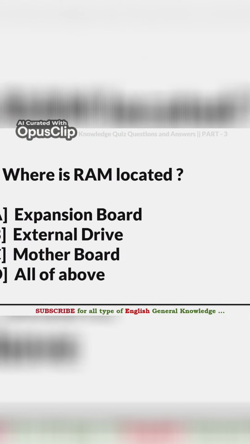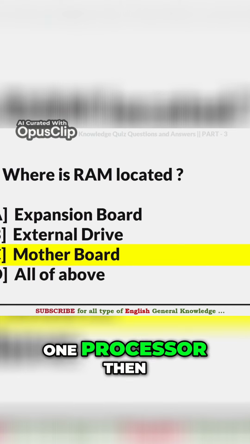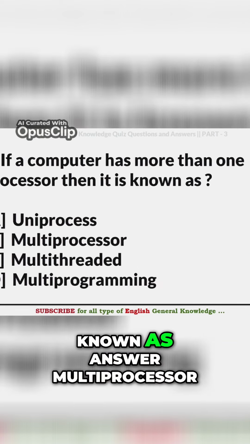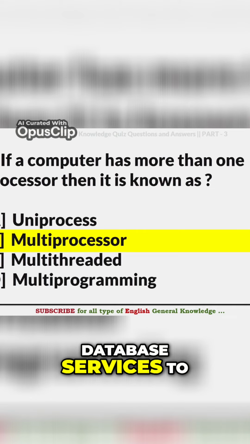Where is RAM located? Answer C. Motherboard. If a computer has more than one processor, then it is known as? Answer B. Multiprocessor.